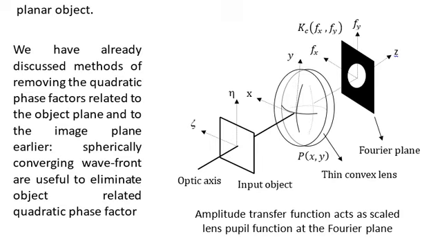We have already discussed the methods of removing the quadratic phase factors related to the object plane and to the image plane earlier. Spherically converging wavefronts are useful to eliminate the object related quadratic phase factors. This object has the coordinates ζ and η, and the object related quadratic phase factors will contain ζ squared and η squared terms. Those terms can be completely eliminated, as we have seen before, if the object is illuminated with a spherically converging wavefront.